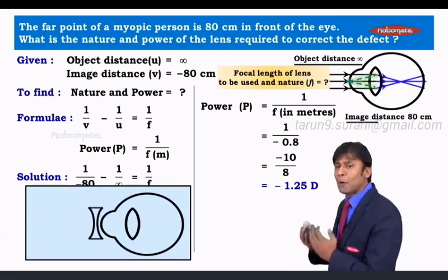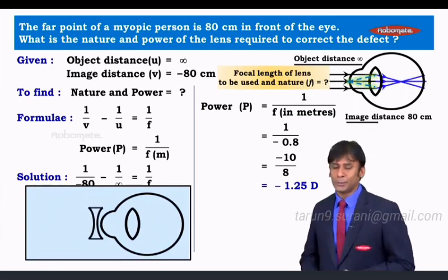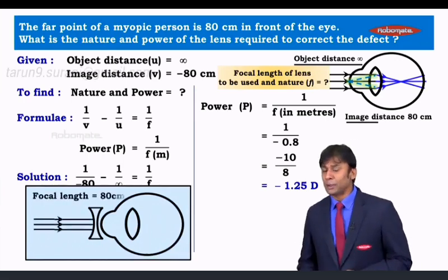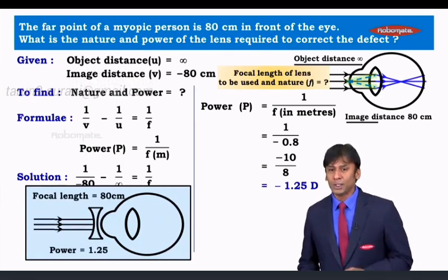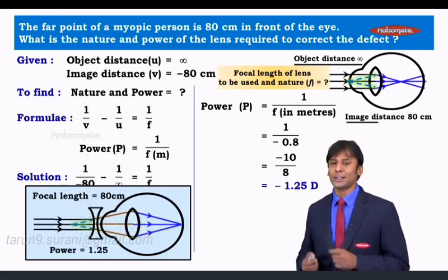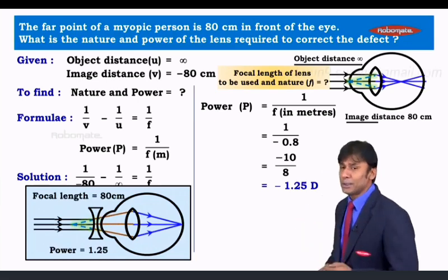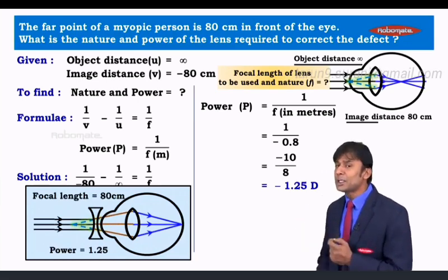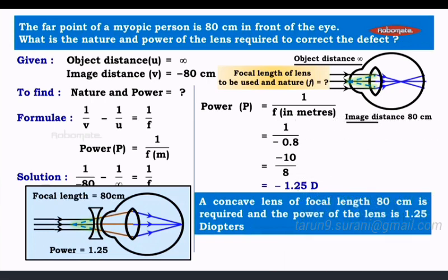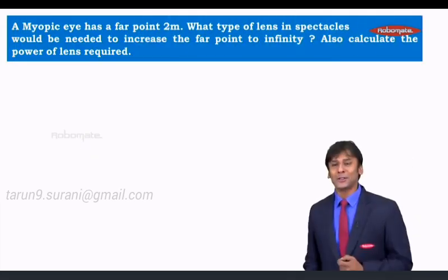So students, let us understand what we did in this numerical. From this numerical, we found out that to correct this defect, concave spectacles are required. Because when light passes through concave spectacles, it will diverge, and after diverging, it will fall on the retina and the defect is corrected. So these concave spectacles should have a focal length 80 centimeter and power 1.25 diopter. So the final statement: a concave lens of focal length 80 centimeters is required and the power of the lens is 1.25 diopter. After looking at this, let's go to the next numerical.